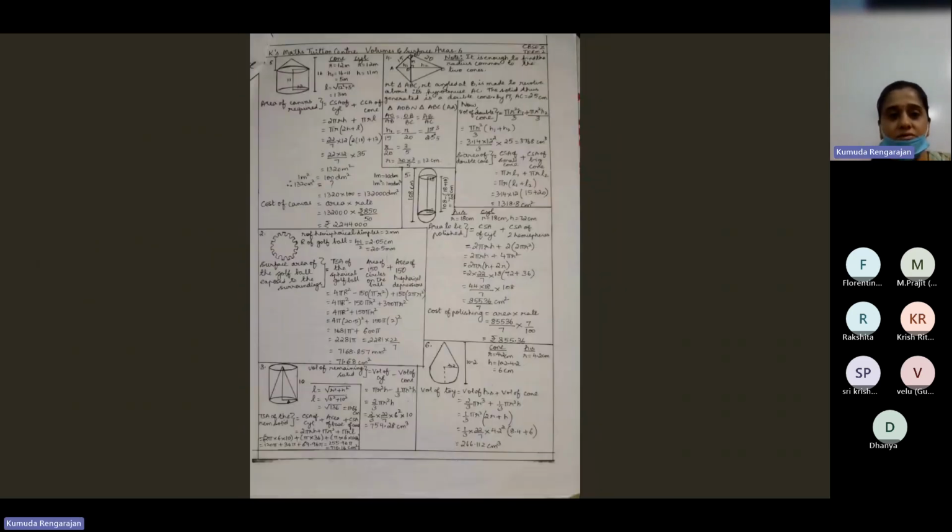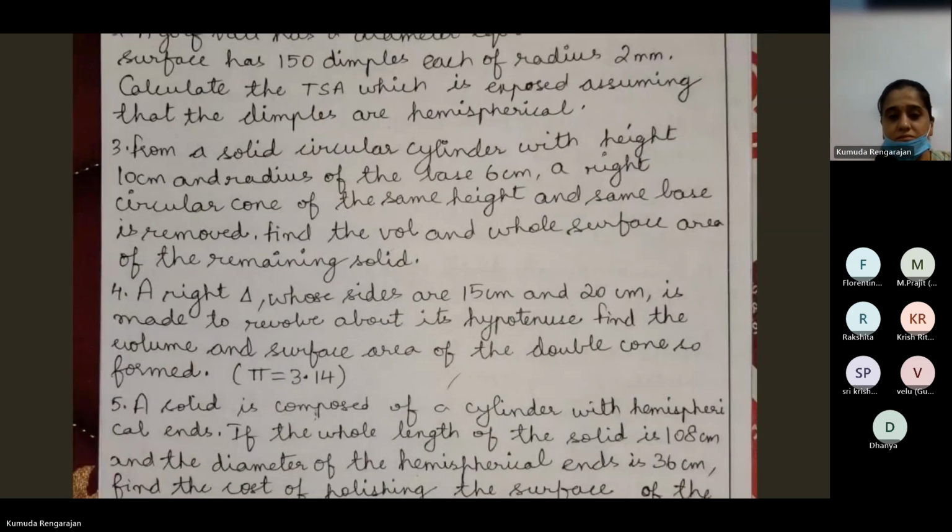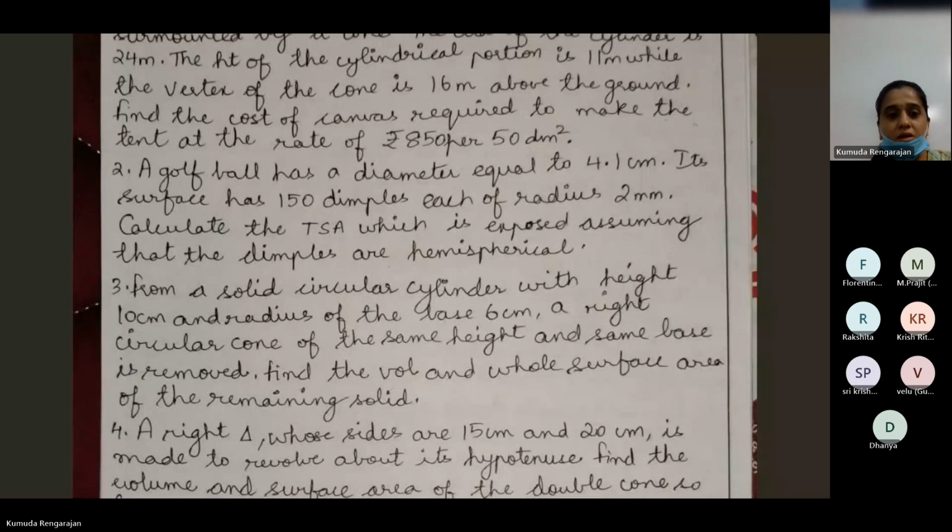All right, next question. A golf ball has a diameter equal to 4.1 centimeters. Its surface has 150 dimples. A pimple is a bump, a dimple is a depression.